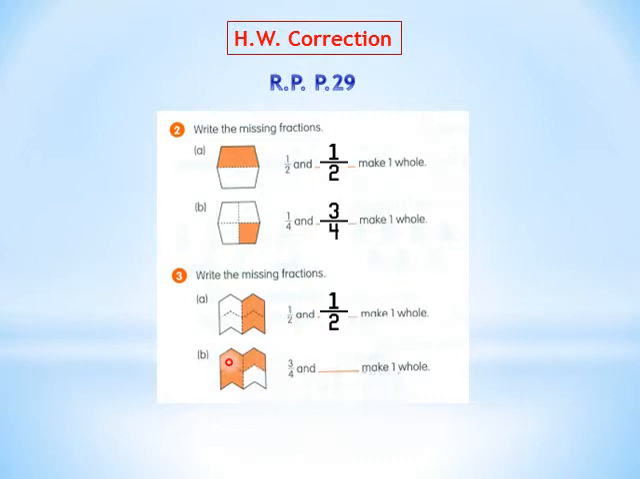Here I have 3 quarters shaded. What do I need to make one whole? 3 quarters and 1 quarter make one whole.